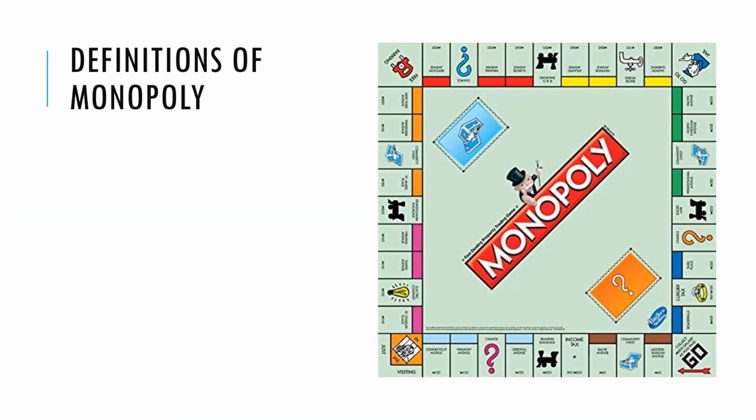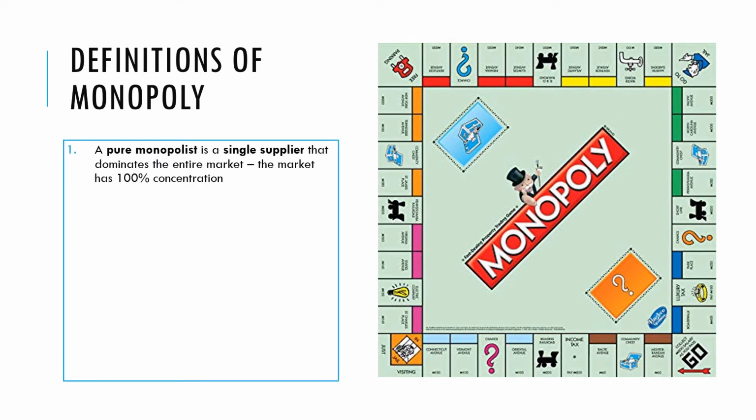So let's talk about how we define monopoly. Now, some people would define monopoly as the board game, but of course, in this instance, that's not what we're talking about. We're talking about the monopoly market structure. So a typical or traditional approach would be to think of a pure monopoly. And a pure monopoly exists when there is one company that dominates the entire market. There is only one seller in the market. So the market has a 100% concentration ratio for one firm.